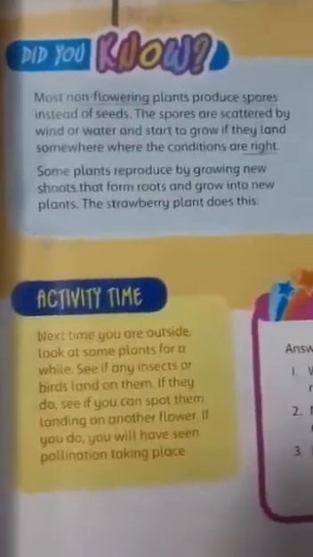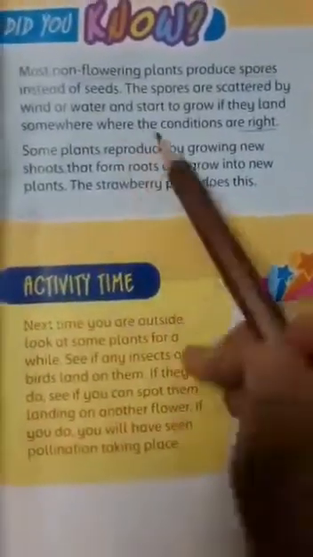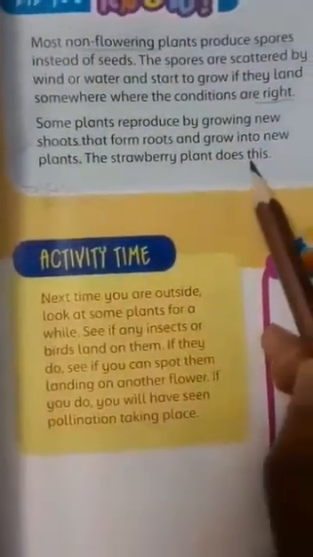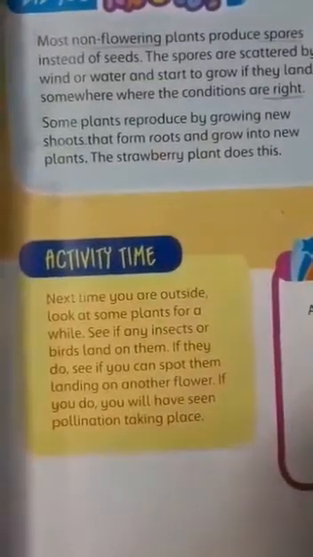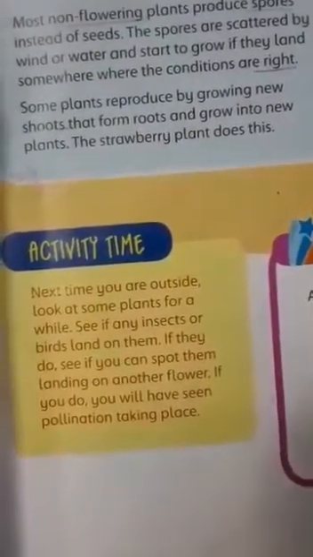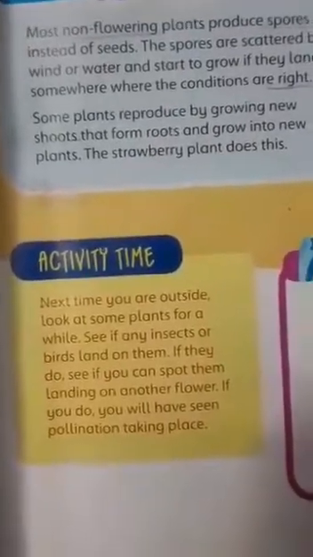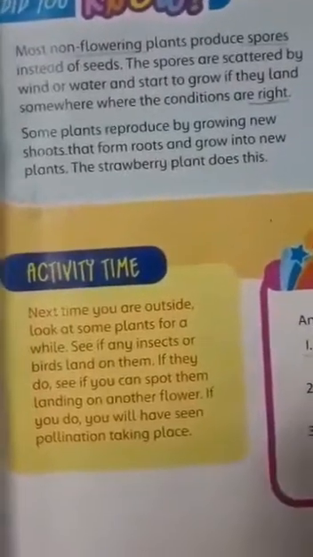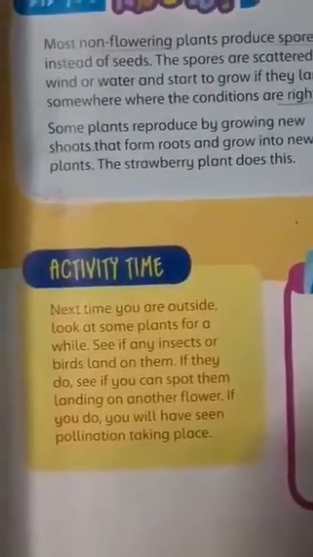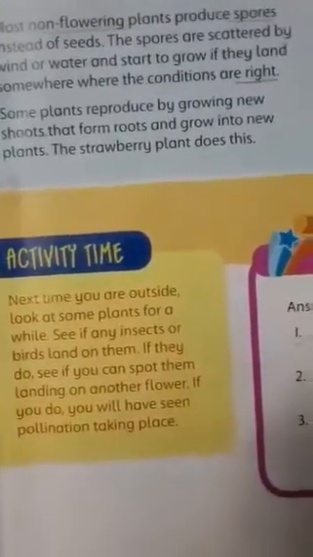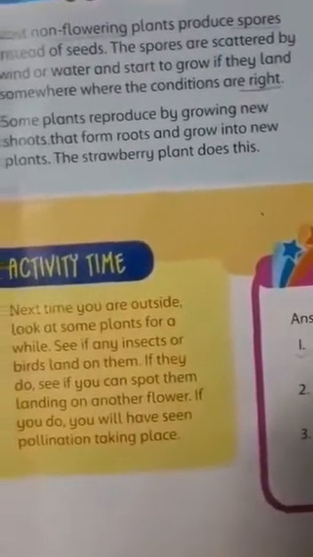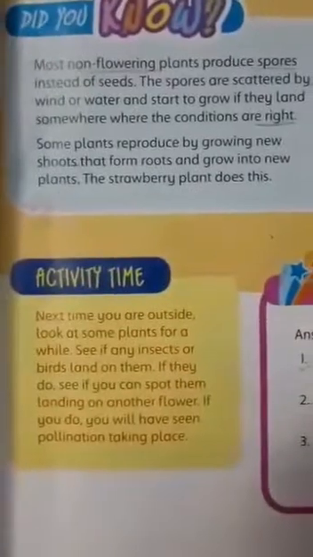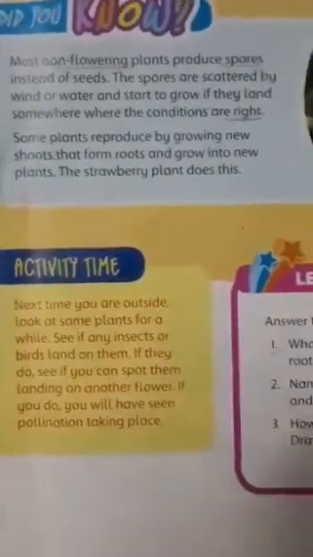Some plants reproduce by growing new shoots that form roots and grow into new plants. Strawberry plants do this. It means that some plants reproduce by growing new shoots from stems and leaves, from where roots grow into new plants. This is asexual reproduction. We can also call it vegetative propagation.